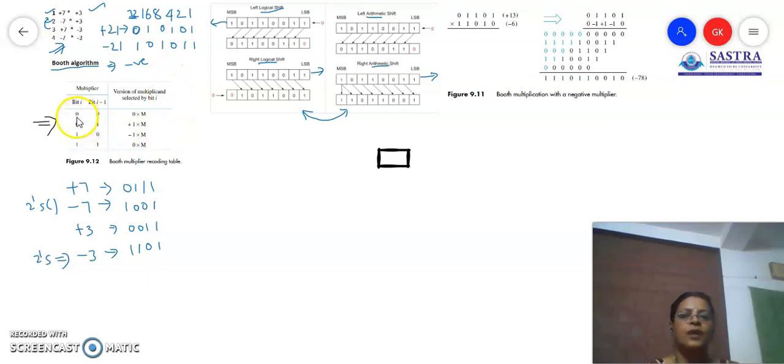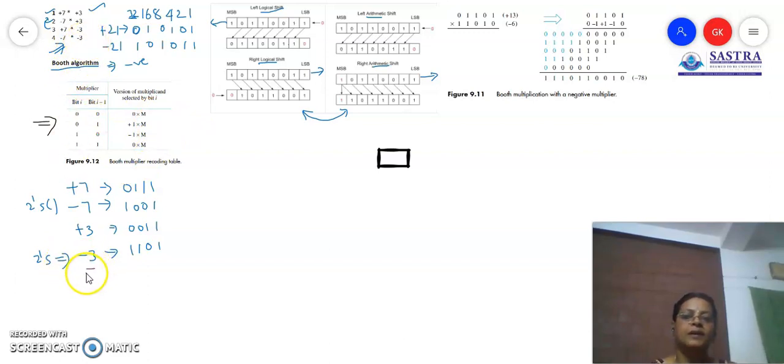We are going to examine the bits of the multiplier pair by pair. If it is 0, 0, you just replace it with 0. That means you multiply the multiplicand with 0. If the bit pattern is 0, 1, then you multiply with plus 1. If the bit pattern is 1, 0, it is minus 1. For 1, 1, it is 0 times M. Maybe we will examine this for a negative multiplier.